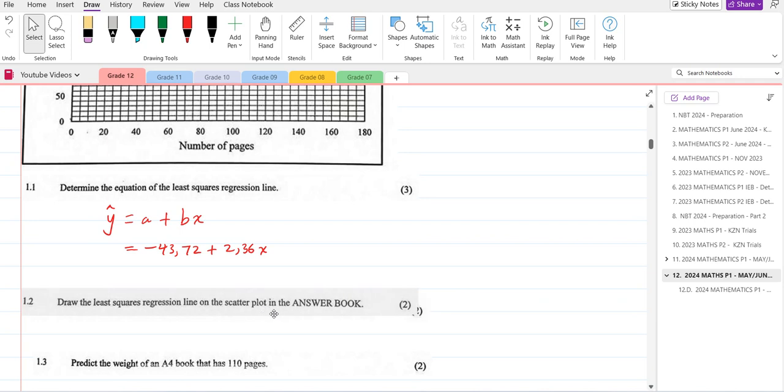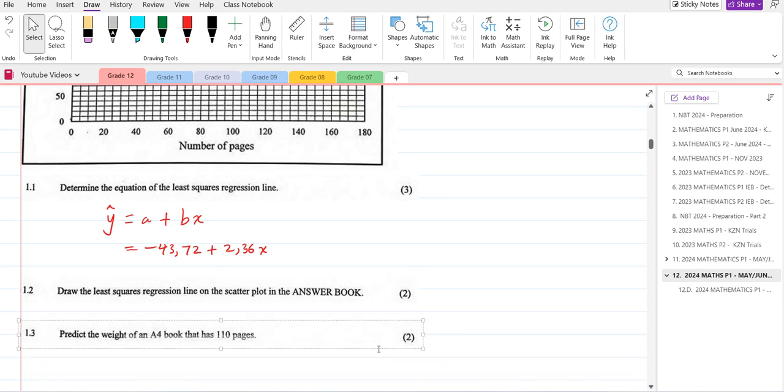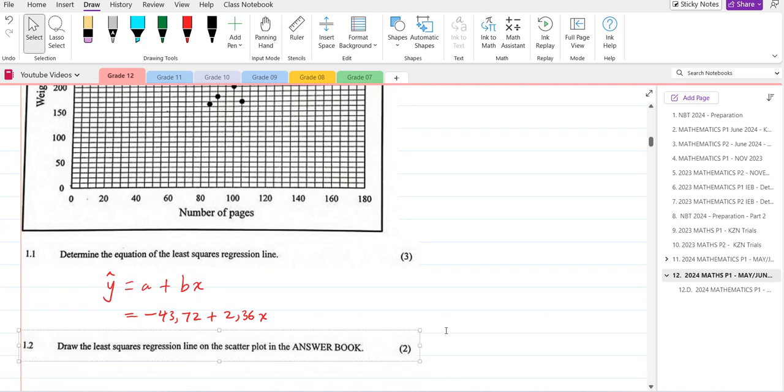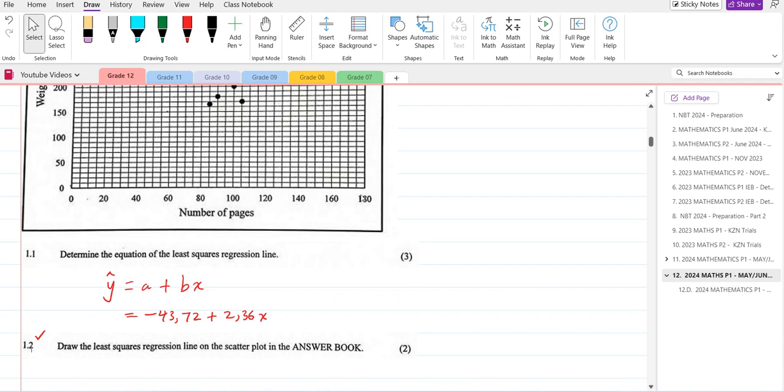Let's move on to the next one. Draw the least squares regression line on the scatter plot in the answer book. I'm going to do it on this graph here because I don't have the answer book. So how are we going to draw this graph? Choose some nice points that lie on this line. I just need 2 points to draw a straight line. I'll probably choose the point 180, and I'll choose another point which is like 40.